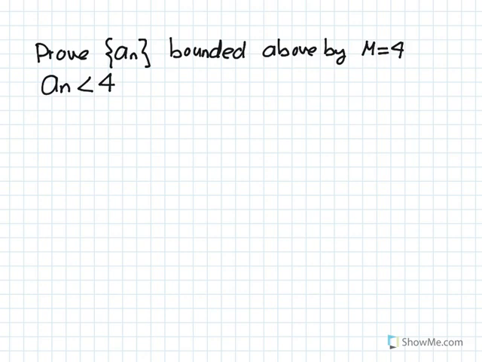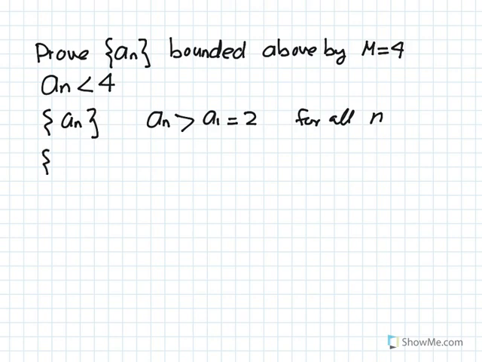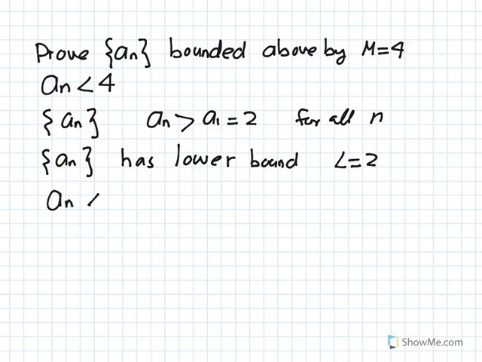So let's start by noting that we know this sequence is increasing. So the sequence a_n must have a lower bound. That means a_n is larger than a_1 equals 2. That's our starting point, and this holds for all n. So we can say that the sequence a_n has a lower bound L equals 2. Let's apply induction to prove that it has an upper bound, where a_n is less than 4 for all n.